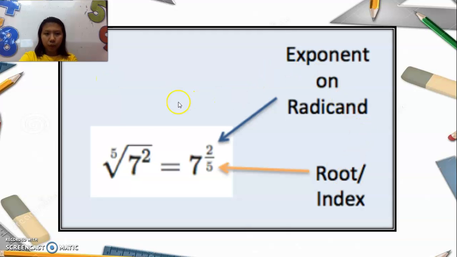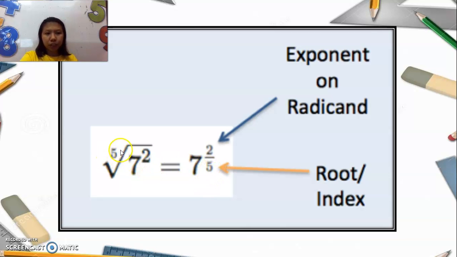When we have this one, we can convert radicals into rational exponents. For example, I have here the fifth root of 7 raised to 2, and then we can convert it as 7 raised to 2 over 5. So the number below, or the denominator of the exponent, when we have a number or a variable that is raised to a fractional exponent, will be the index.